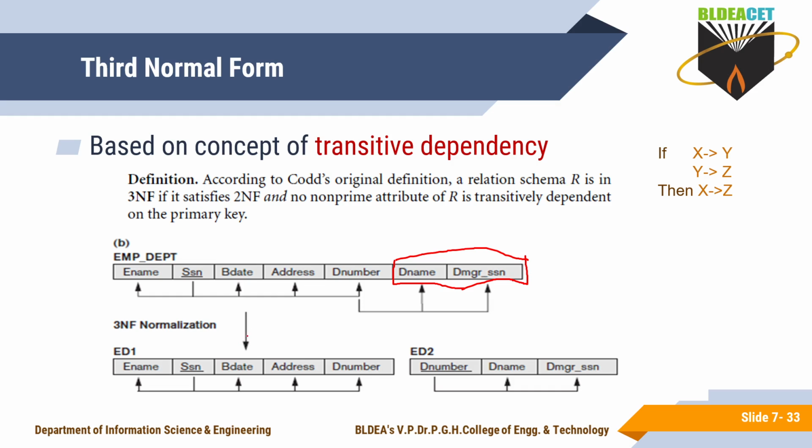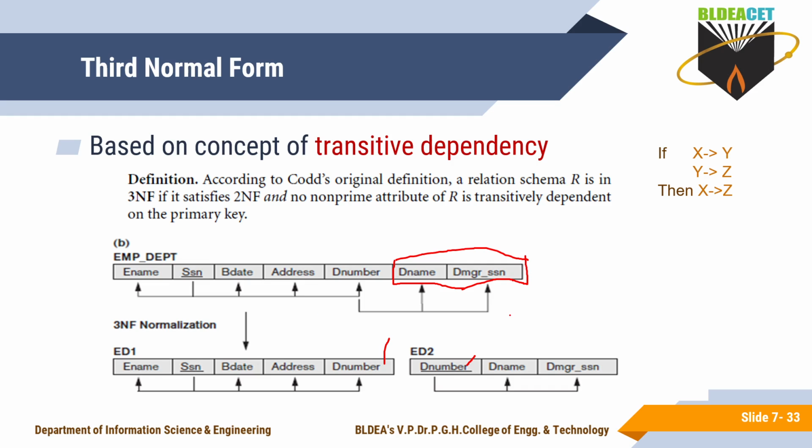So then you have to decompose this EMP_DPT into 2 relations, ED1 and ED2. In ED1 you have the attributes E-name, SSN, birth date, address and D number. In ED2 you have the attributes D number, D name and manager SSN. Here D number is the primary key, and D number is the foreign key in the ED1 relation.